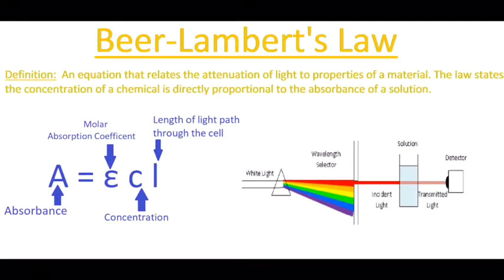Beer-Lambert's law is an equation we will use to relate absorbance and concentration. The equation uses the 4 variables of absorbance, molar absorption coefficient, concentration, and the length of the light path through the cell. Using this equation, we understand that absorption and concentration have a positively correlated relationship.